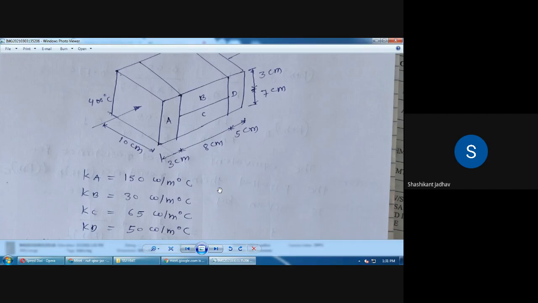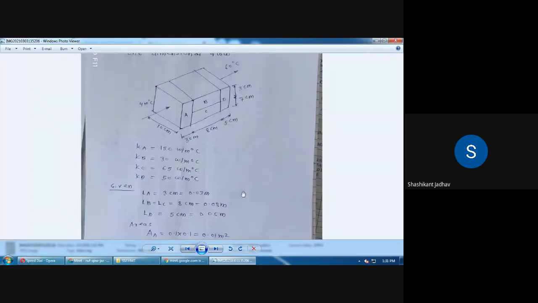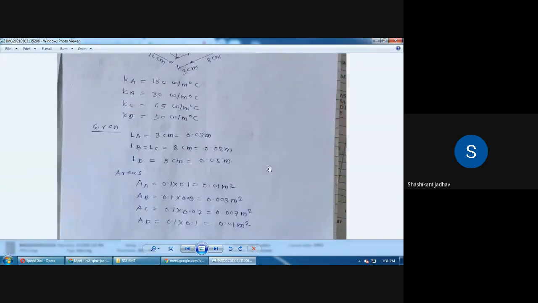What we have to find out is the heat flow rate through this composite wall. For the composite wall we have been given, we have to calculate the heat flow rate. Okay. So from this we have to write down the given conditions, whatever data has been given to us. So write down the given. From that diagram, what is given?